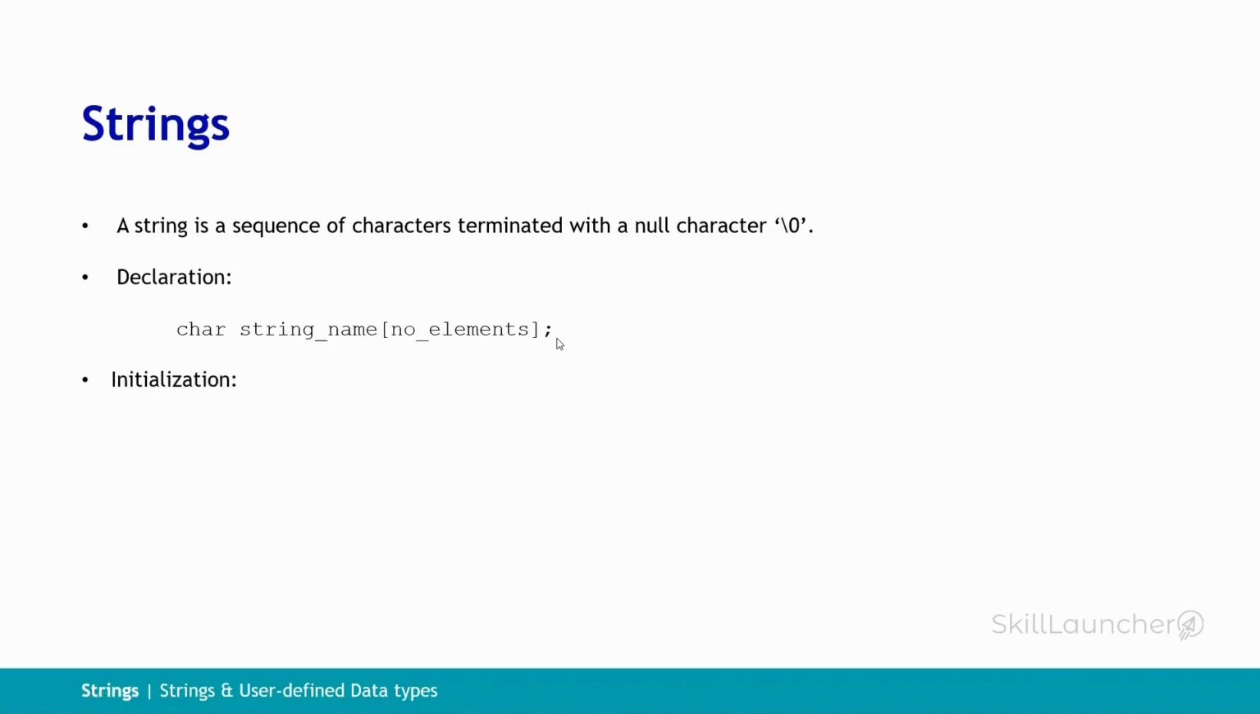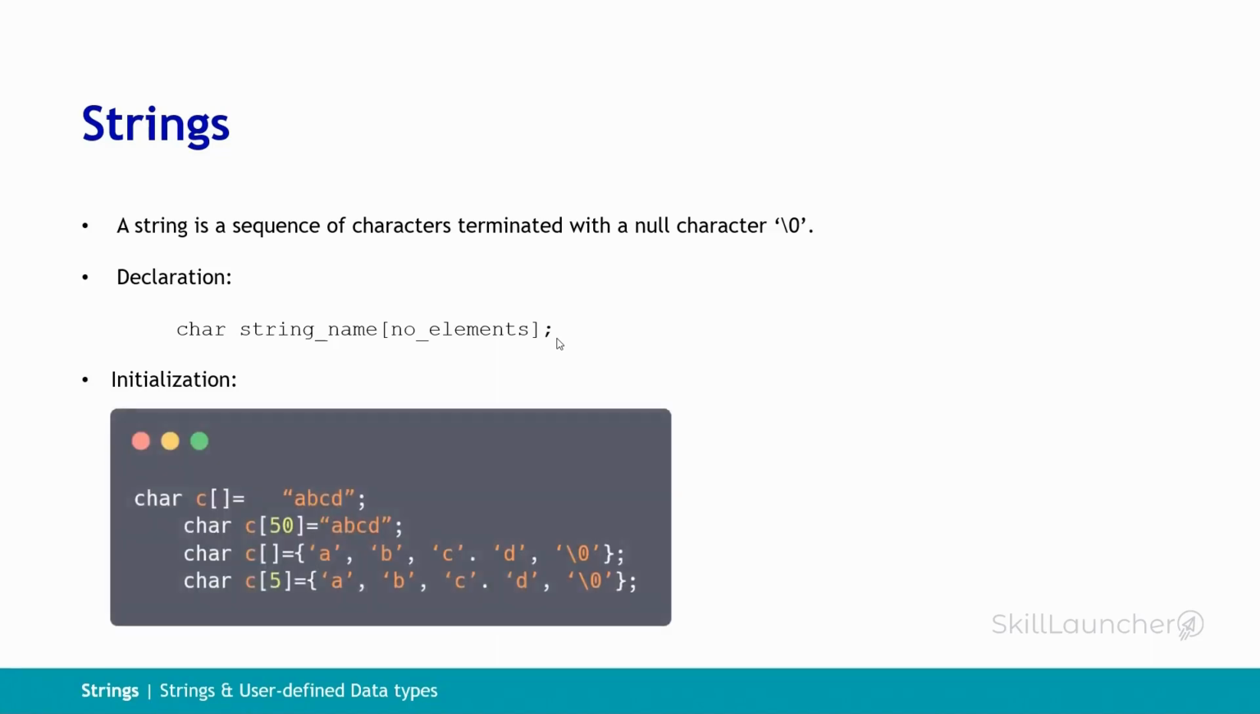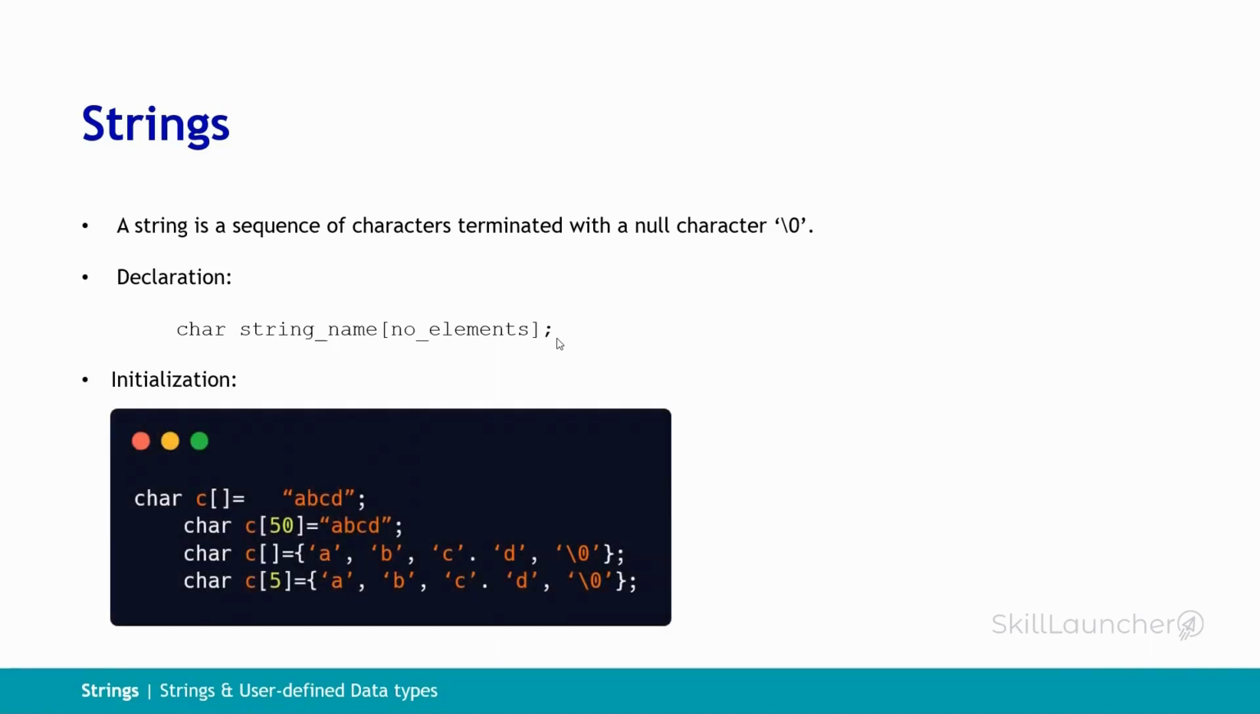Now how to initialize a string? There are various ways to initialize a string. Some of them are given here. Let's consider we have a character array C. Within the double quotes, we can specify the sequence of characters that our character array C would contain. Even if we do not specify the size within square brackets here, the number of characters used within the double quotes will be the size of the string.